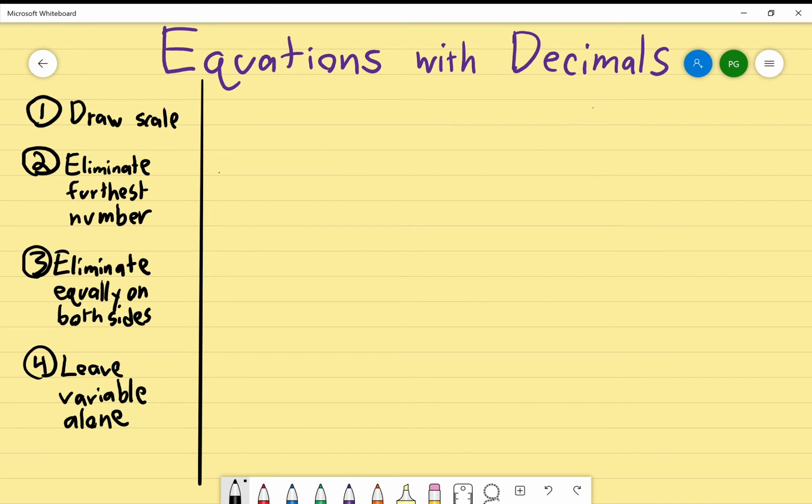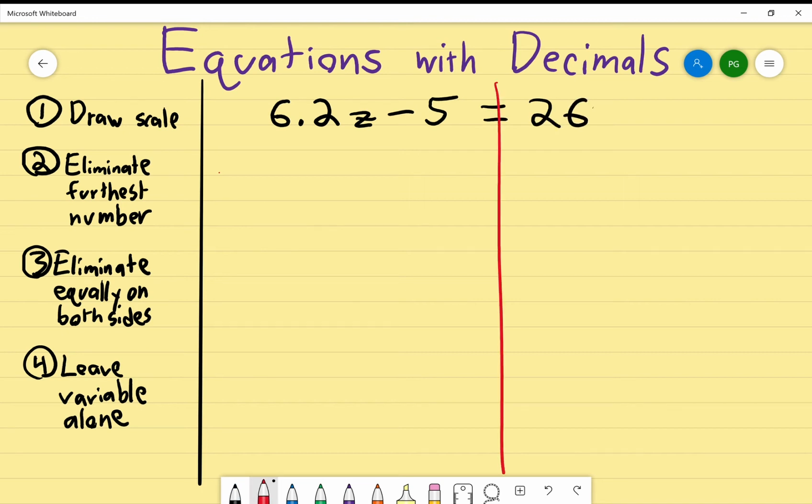So, let's say I tell you to solve 6.2z minus 5 equals 26. First step, I draw my scale, I draw the balance. Second step, I need to eliminate the number furthest from the variable. Well, if my variable is z, 6.2 or 5, which is further away? The 5. The 5 is further away. So I'm going to do the opposite of minus 5, which is plus 5. I'm going to add it equally to both sides because I need to eliminate equally on both sides.